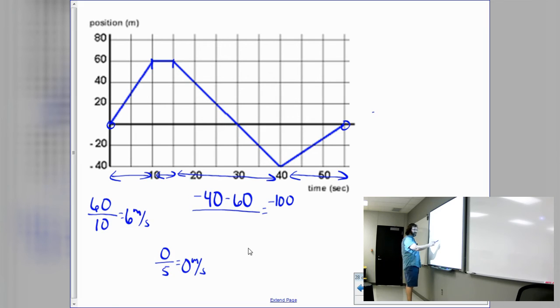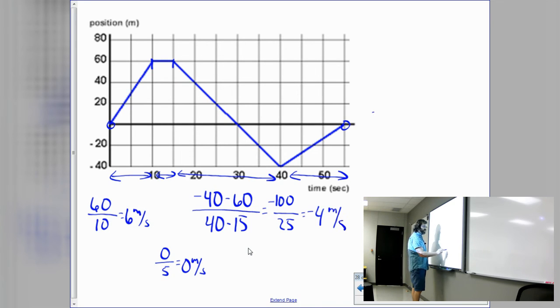And it took from time of 40 seconds is where it ended, and then it started at 15 seconds. So it had a total of 25 seconds of motion. Negative 100 divided by 25 is an average velocity of negative 4 meters per second. The negative, again, is just indicating the direction. It's telling me that it's moving backwards, maybe let's say to the left, at 4 meters every second. Again, giving a better picture of what's going on during this motion.